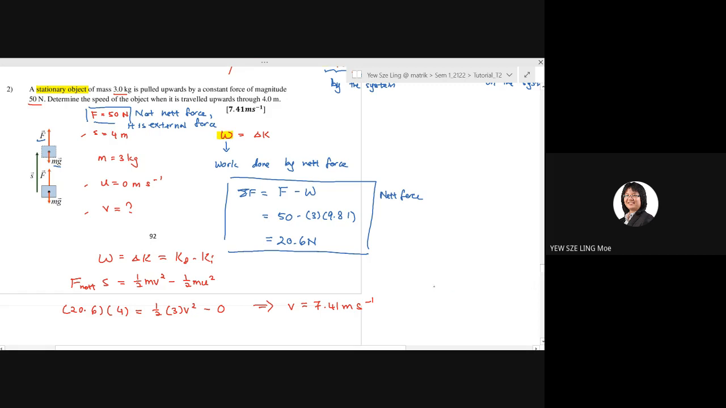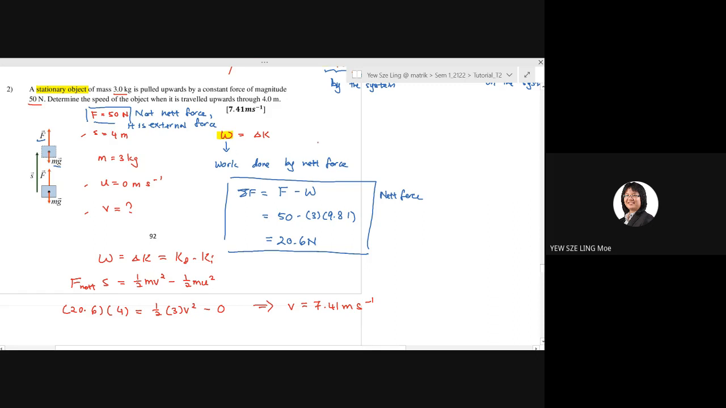This is how we apply the work energy theorem. We look at what happens to the kinetic energy. We ignore the gravitational potential energy, we don't need it, and the elastic potential energy we don't look at. We just focus on the kinetic energy. The change in kinetic energy equals the total work done, or the work done by the net force. So make sure you know which work done to use in these equations.